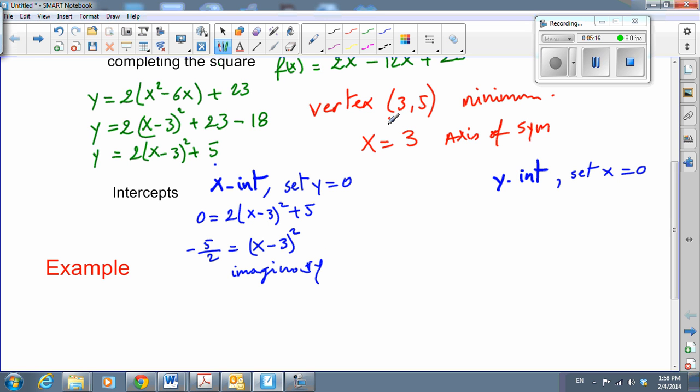And it's giving me imaginary because I will end up with the square root of a negative. Therefore, I have no x-intercept. Let's do the same thing for y.